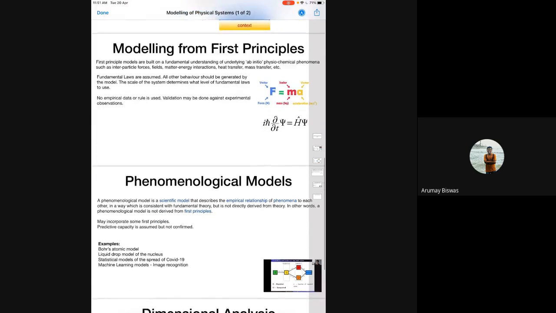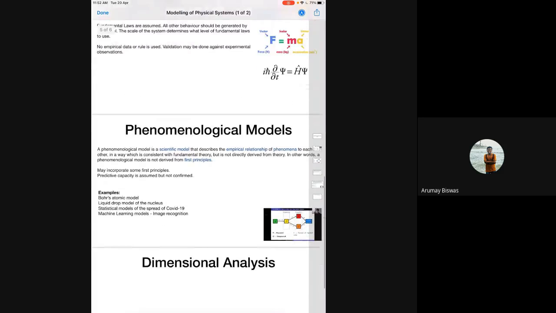The other type of model is a phenomenological model. A phenomenological model is a scientific model that describes the empirical relationship of phenomena to each other in a way which is consistent with fundamental theory but is not directly derived from theory. In other words, a phenomenological model is not derived from first principles. So what does this definition say?